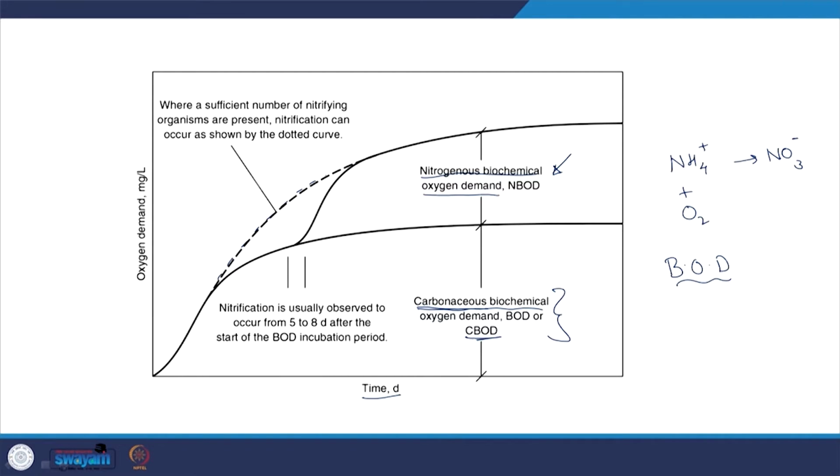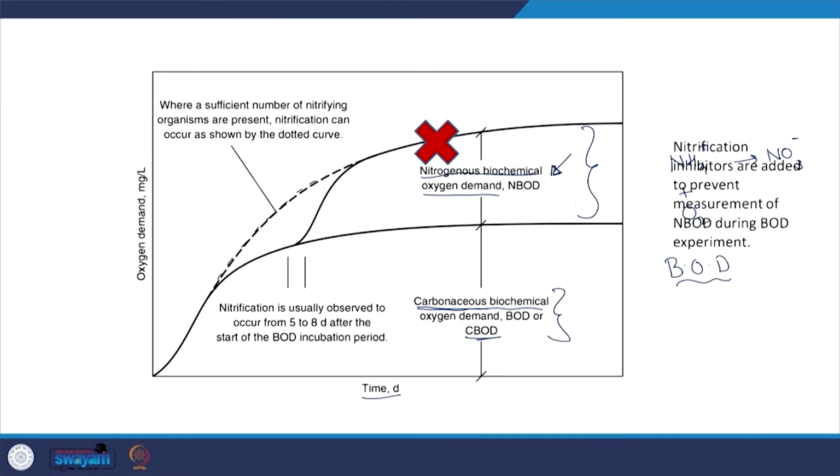So, if I want to prevent this particular nitrogenous biochemical oxygen demand from being measured, what do I need to do? I need to add nitrification inhibitors. I am going to add some compounds that specifically inhibit these microbes, let us say. So, nitrification inhibitors are added to prevent measurement of NBOD during the BOD experiment.